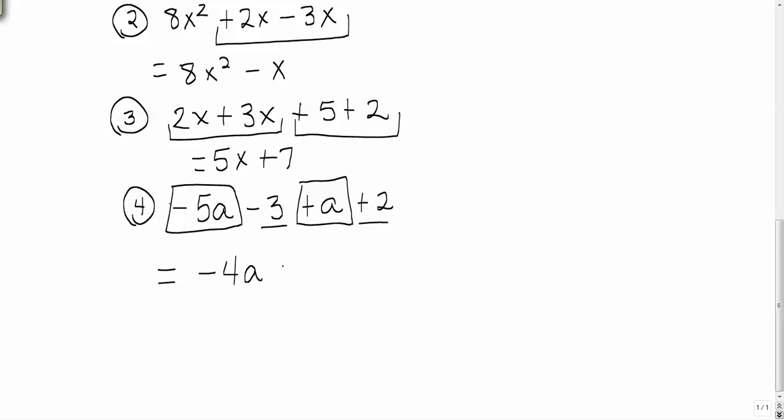Okay, now don't put a sign yet. Wait to see if the answer is positive or negative. If it's a negative, put a minus. If it's a positive, put a plus. So now we're going to combine minus 3 or negative 3 with a plus 2. And that's going to give you a minus 1. So it's negative 4a minus 1.